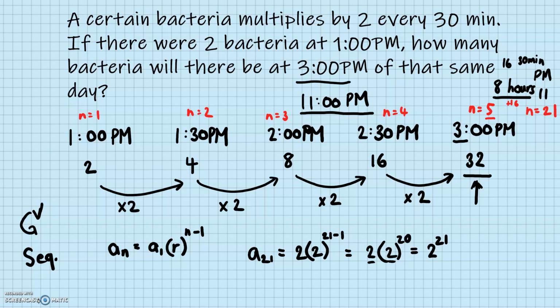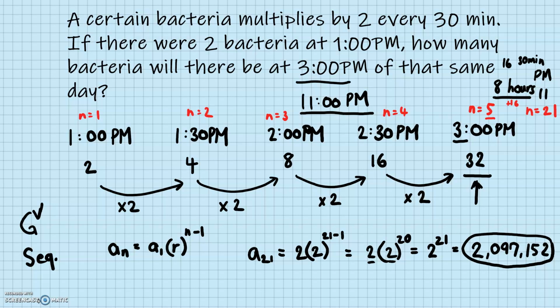And if you do that on the calculator, you're going to get 2,097,152. So this is how many bacteria there will be at 11 p.m. if it continues increasing at the same rate.